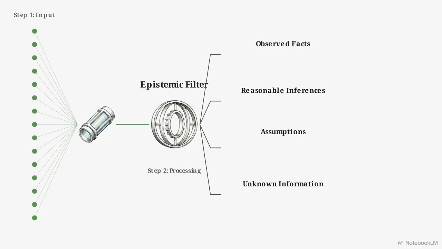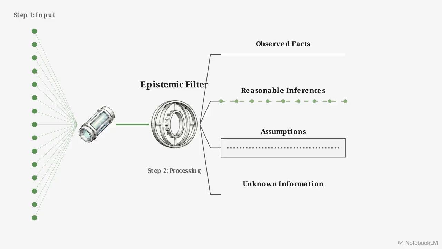Channel 1 contains observed facts. These are the irrefutable data points extracted directly and cleanly. Channel 2 holds reasonable inferences. The AI connects facts to draw conclusions, but is strictly required to label that connection. Channel 3 isolates assumptions, preventing educated guesses from appearing as reality. Finally, Channel 4 catalogs unknown information. Identifying these unknowns is arguably the most critical feature for executive risk management. It maps exactly what leadership cannot currently see.